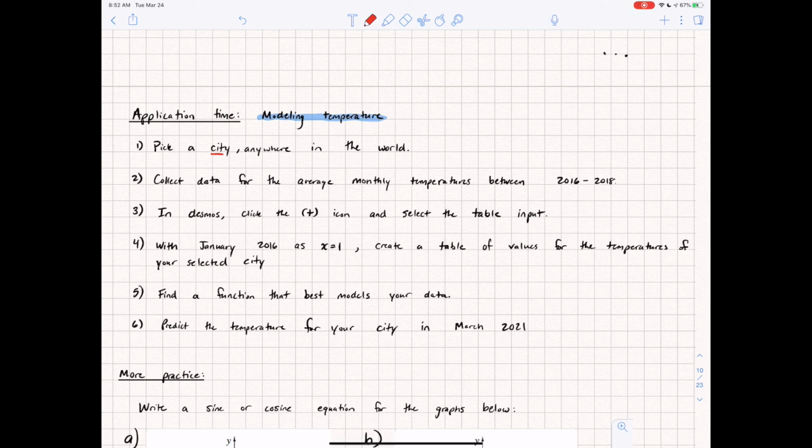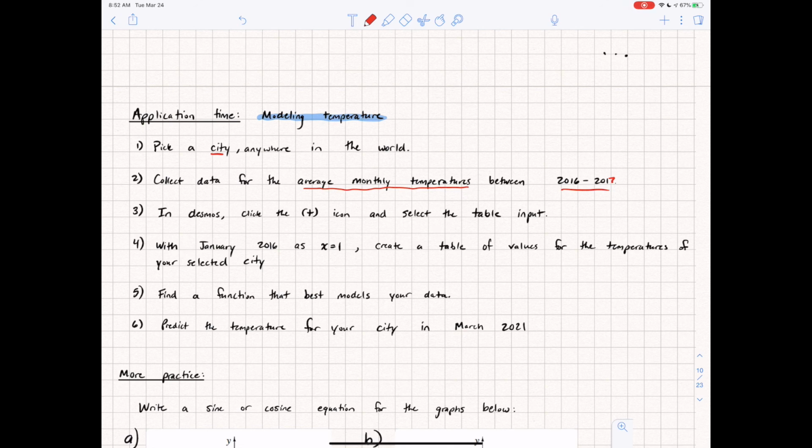preferably something different if you are going to work with friends. And I want you to collect data, specifically the average monthly temperatures between 2016 and 2018. So we're going to look just between these, essentially we'll say 3 years. So 2016, 2017. Well, 2 years, yeah, 2016 and 2017. We won't run more than that, just because that'd be a lot of data points. So here I'll alter that, and let's make it the years 2016 and 2017.